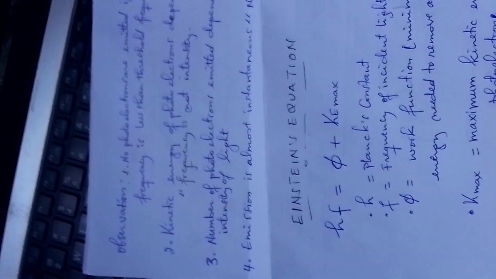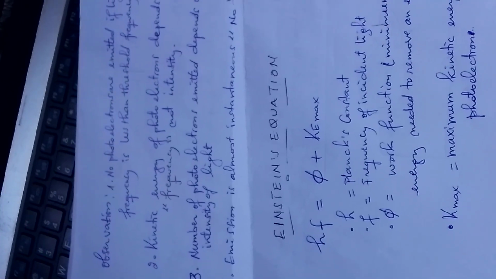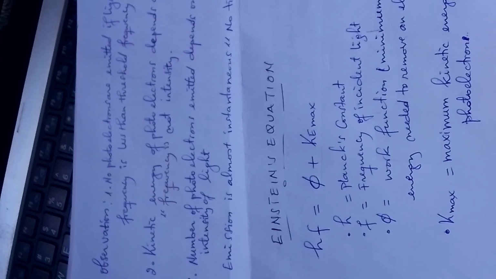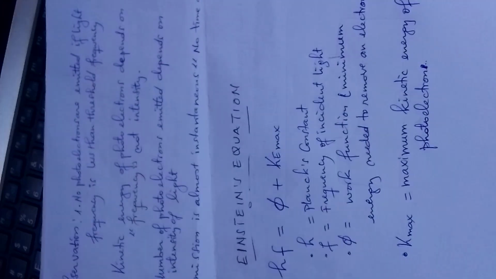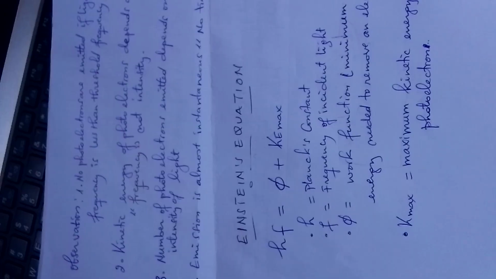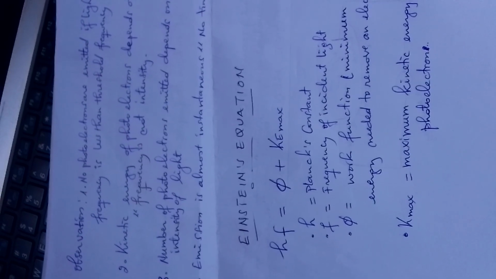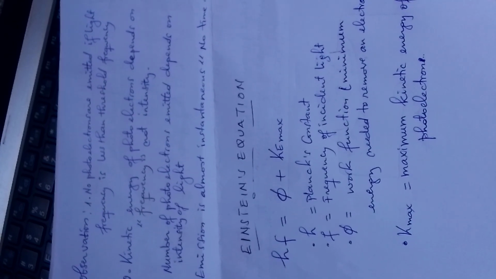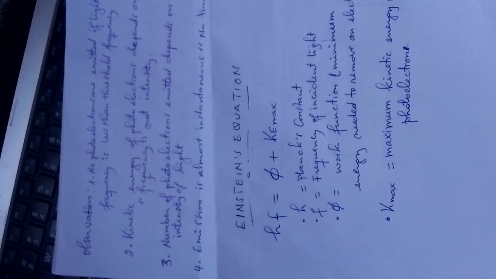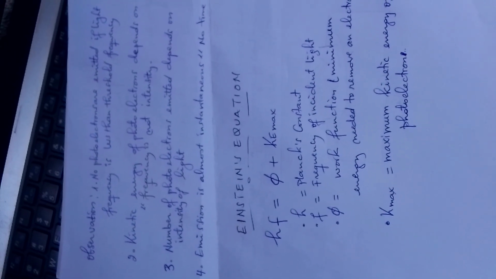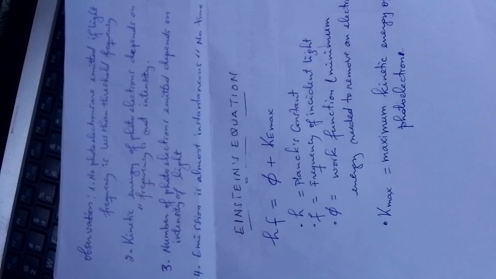Then the observations from this experiment, what to observe there. Number 1, no photoelectrons are emitted if the light frequency is less than the threshold frequency. Number 2, the kinetic energy of photoelectrons depends on frequency, not intensity. Number 3, the number of photoelectrons emitted depends on the intensity of light.